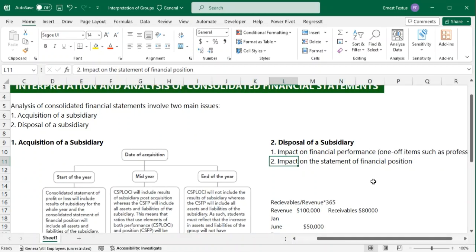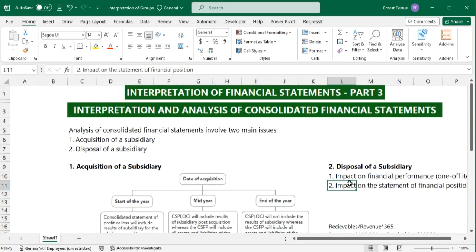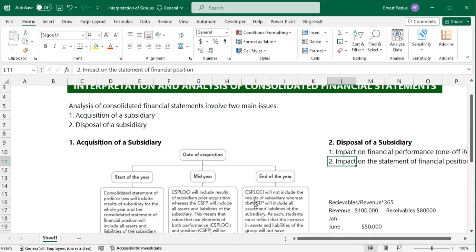Because maybe in the previous year the subsidiary was in existence, and so you will have way higher statements of financial position figures compared to the current year or the year of disposal. All right, so this is how you analyze consolidated financial statements. It is as simple as that. The calculation of the ratios is the same. The only thing is that you have to do adjustments for the figures within your consolidated financial statements before calculating your ratios and interpreting them. And when you are interpreting, you have to make use of all of these that I have mentioned.